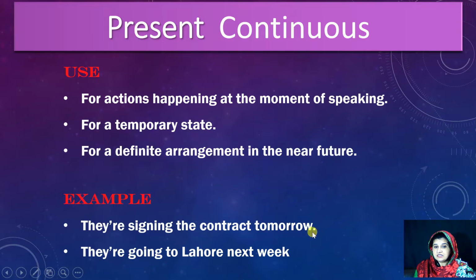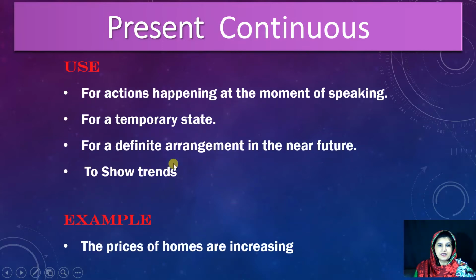You can see these time markers: tomorrow, next week, next month, next year. So what does it mean? It only means that whenever we use present continuous tense for future activity, we need to use such type of time markers with present continuous tense.